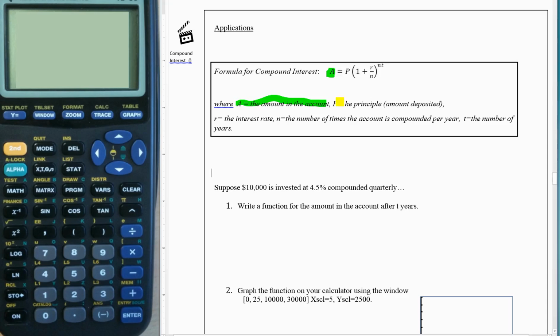P is what's called the principal, and that's how much you start with. The amount that you either deposited in the account, or it might be your credit card balance, whatever you're starting with. R here is going to be your interest rate. R is going to be the interest rate, and we'll want to put that in as a decimal. Okay, N is the number of times it's compounded per year. So that's how many times per year they are adding interest to the amount in your bank account. And then T is the number of years.